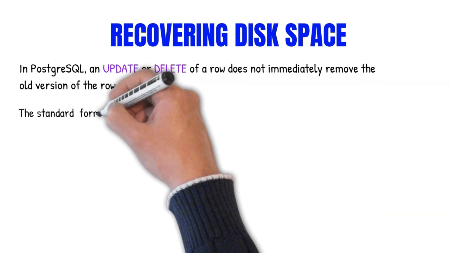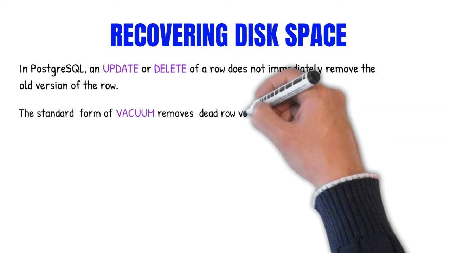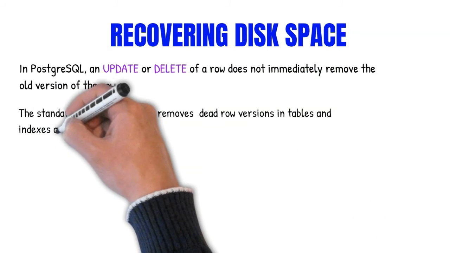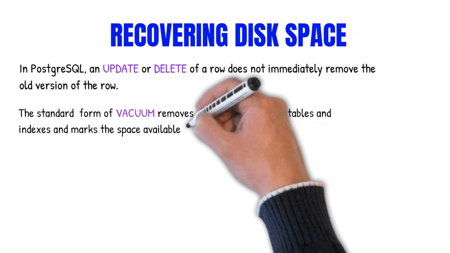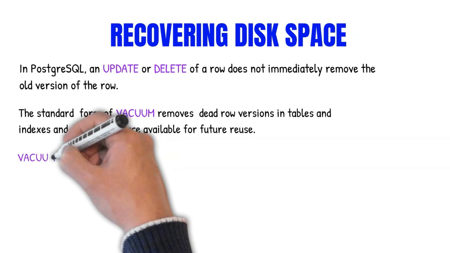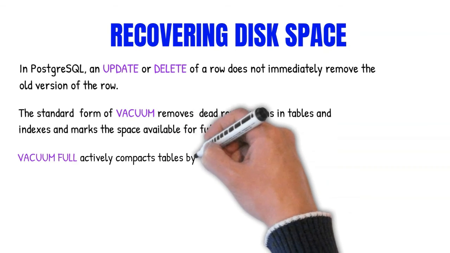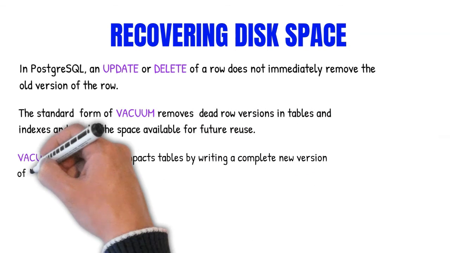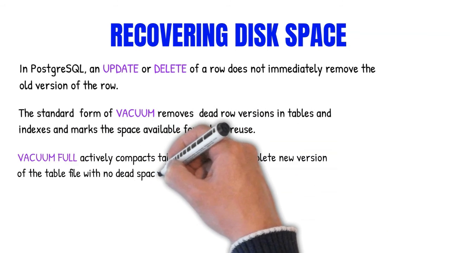So what the standard form of vacuum does is that it removes the row versions in tables and indexes and marks the space available for future reuse. However, it's important to note that this will not return the space to the operating system. On the other hand, vacuum full actively compacts tables by writing a complete new version of the table with no dead space.